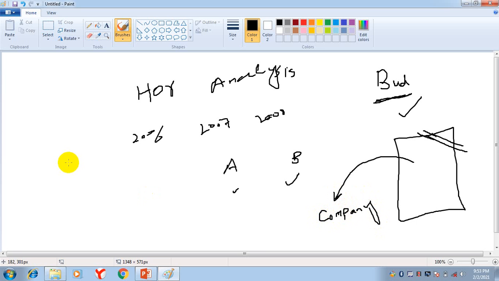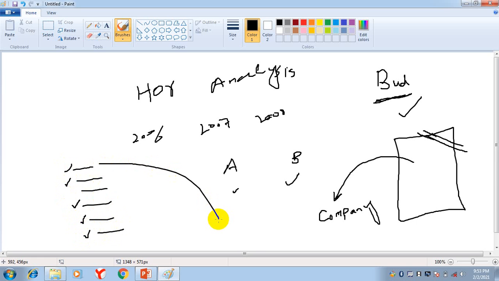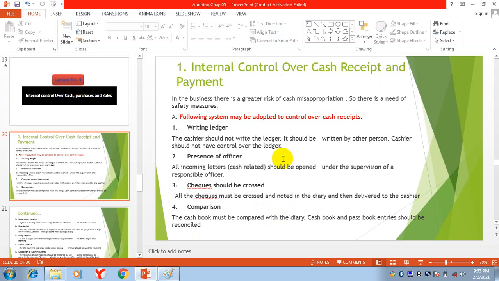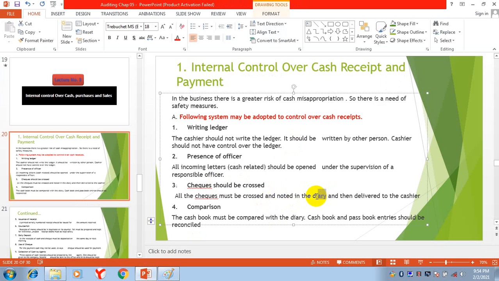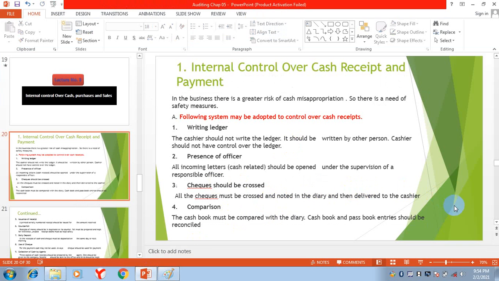And if there is a diary, there will be a proper record that this is check number this, check number this, check number this. So the officer records these, and after recording, he hands these checks over to the cashier. So the chance of fraud and misappropriation will be very low. The checks should be crossed and there should be a diary in which we record these checks.